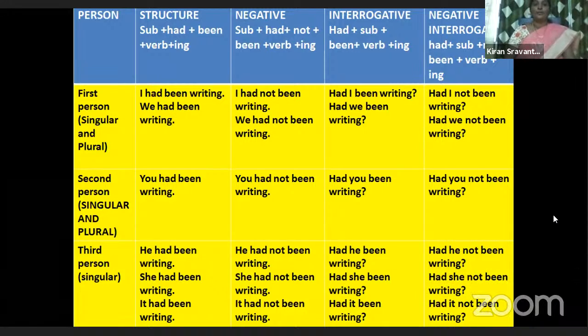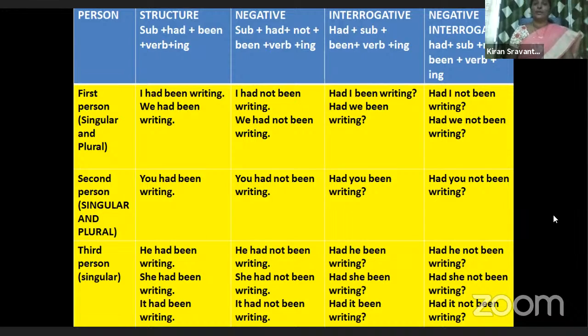Coming to the interrogative sentence. Had I been writing? Had we been writing? Then coming to second person, had you been writing? Third person singular, had he been writing? Had she been writing? Had it been writing? Then coming to plural, had they been writing?